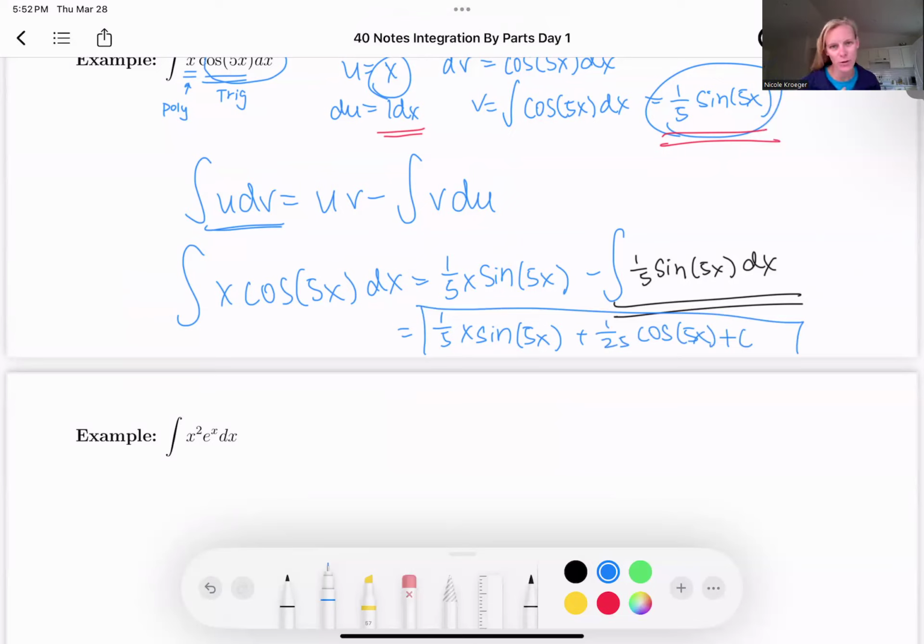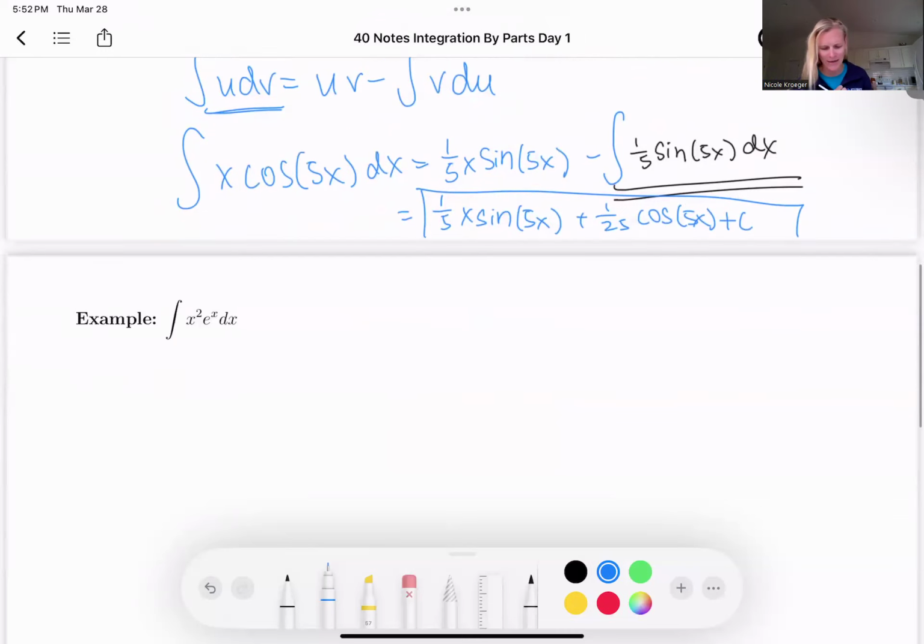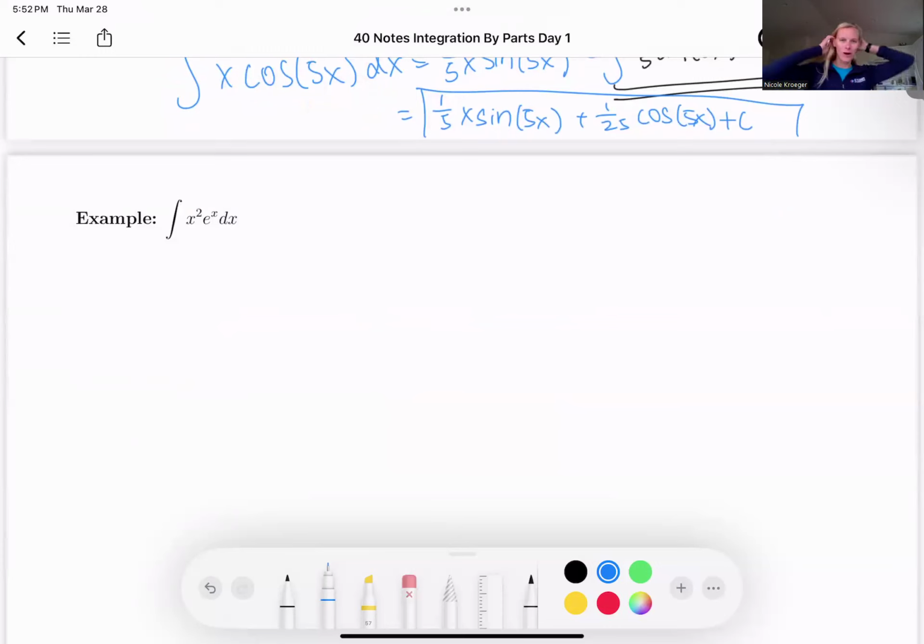Okay, I'm going to go ahead and record one more example. If you're feeling a little overwhelmed by this, then skip this example and we can do more of these in class, but I'll go ahead and record this example if you want some more practice.